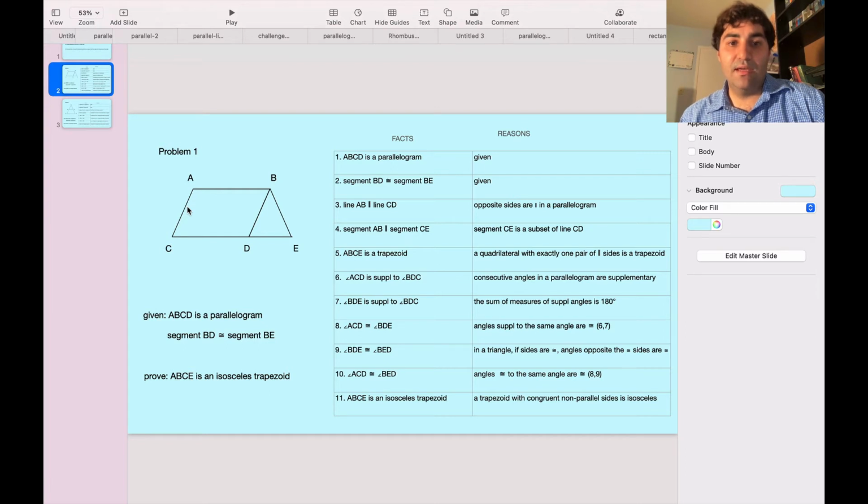We know that angle ACD, this angle here, is supplementary to angle BDC, because consecutive angles in a parallelogram are supplementary. We also know that angle BDE, this angle here, is supplementary to angle BDC over here, because if you add the measures of these two angles, you get 180 degrees. Angles that are supplementary to the same angle are congruent. So angle ACD and angle BDE are both supplementary to the same angle BDC, which means angle ACD is congruent to angle BDE.